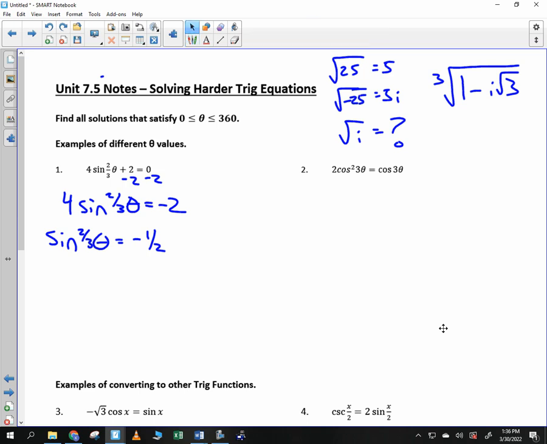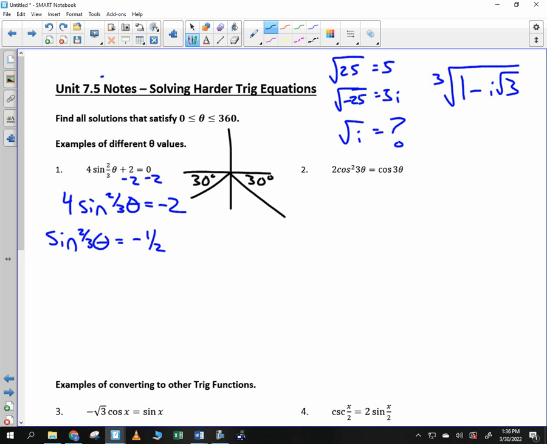Easy. We do sine inverse. We set up our quadrants. This is how we get rid of sine. Where is sine negative? 3 and 4. And when I inverse sine of 1/2 on my calculator, what do you get? 30 degrees.